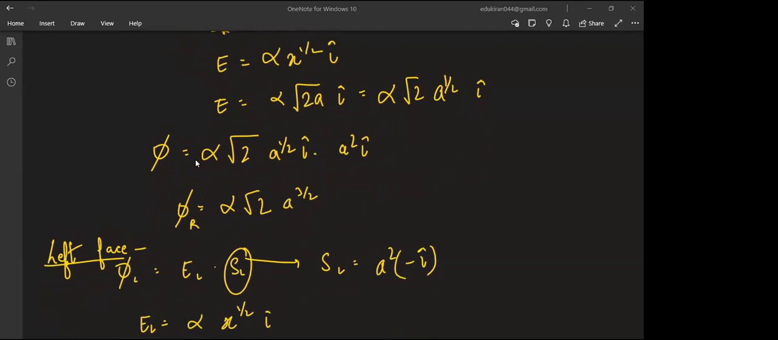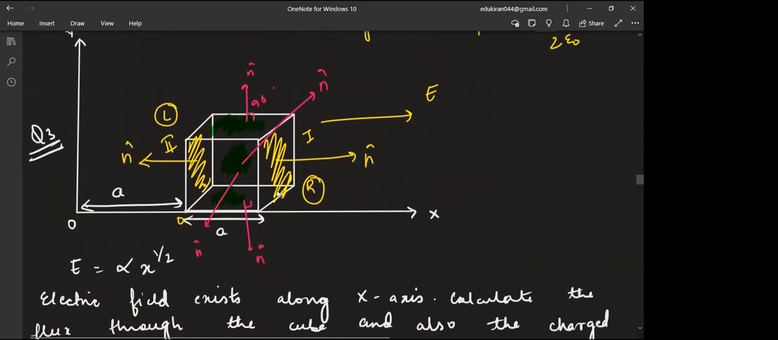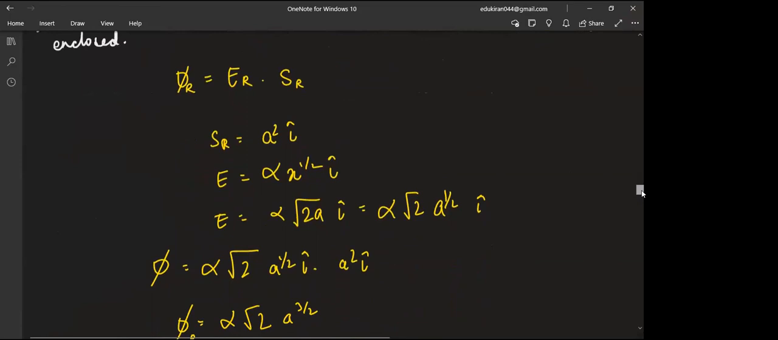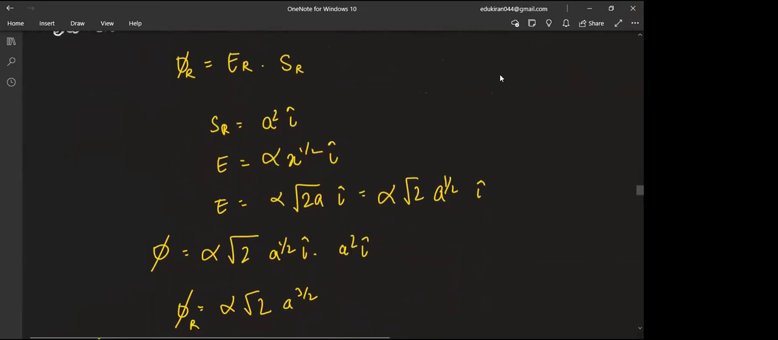R is right. It's just to differentiate between the faces. This is the right face. This is the left face. All the rest of the four faces are zero. Flux is zero because they are making an angle of 90 degrees. That's why this is the right face, left face. So that's why I've written ER and SR. SR means surface area of right. We write the formula of flux as ES cos theta. So E for right, surface area right, this way.